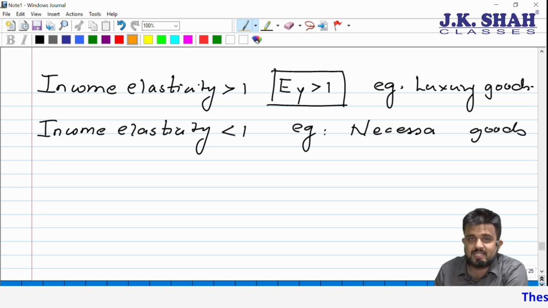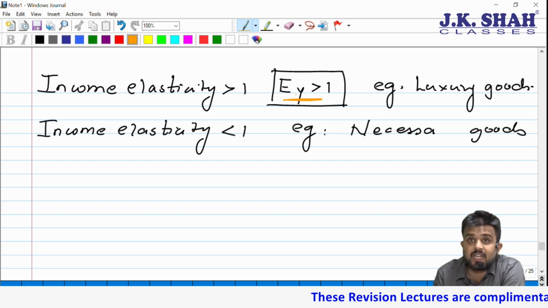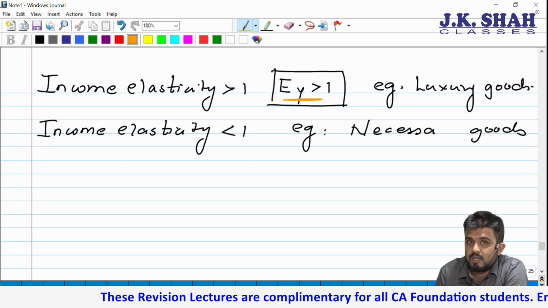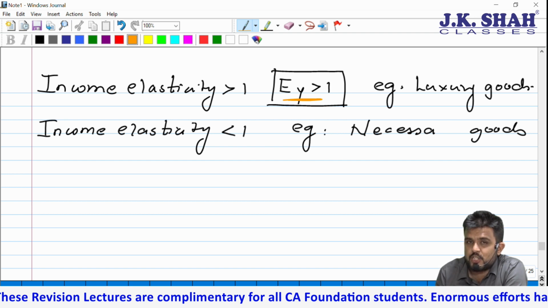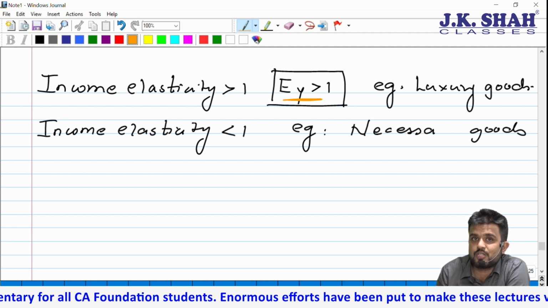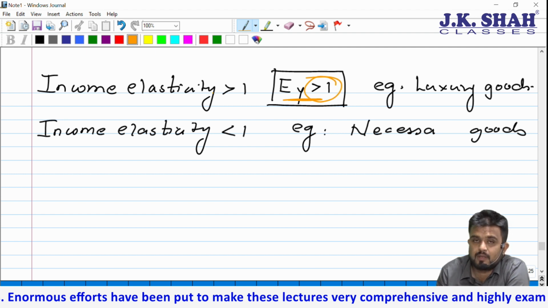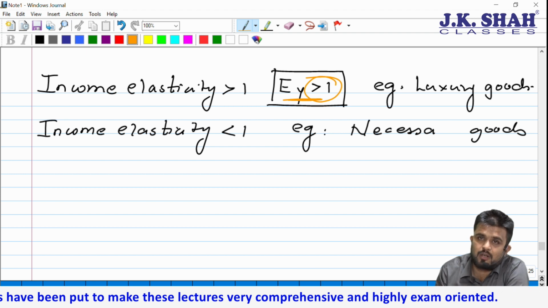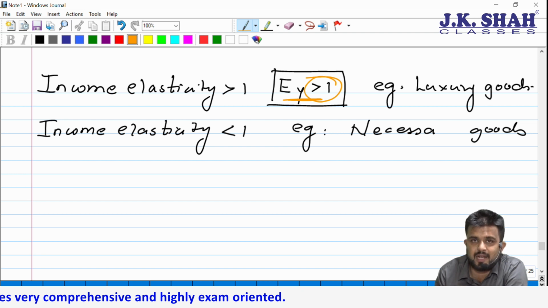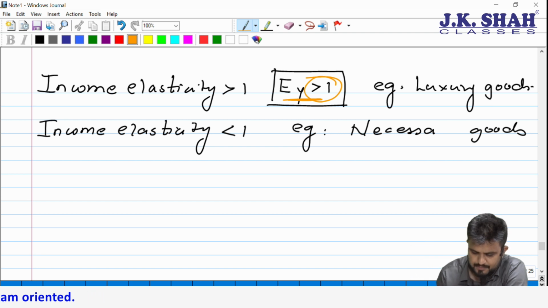Next is income elasticity greater than 1. EY greater than 1. Example, luxury goods. So as your income increases, you will tend to buy more superior goods, branded goods, luxury goods. So it indicates greater than 1. Jewelry, expensive product, always has a greater income elasticity, because such goods will be purchased only when a person's income increases.